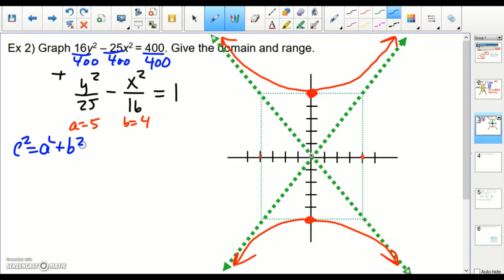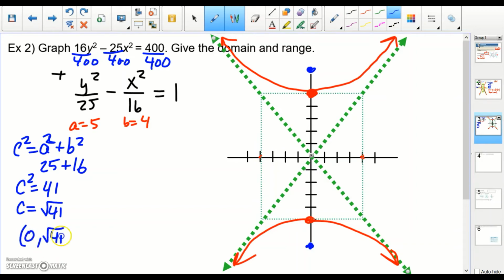So if I have to find the foci, again, c squared equals a squared plus b squared. So that's going to be 25 plus 16, which is 41. c equals the square root of 41. What is that, about 6 point something? So the foci are going to be up here somewhere, 6 point something and negative 6 point something. Your coordinates would be the points (0, square root of 41) and (0, negative square root of 41), because we're in the y direction this time.